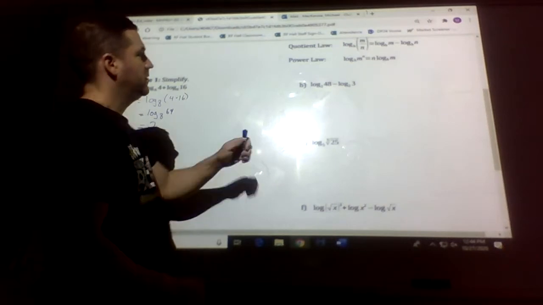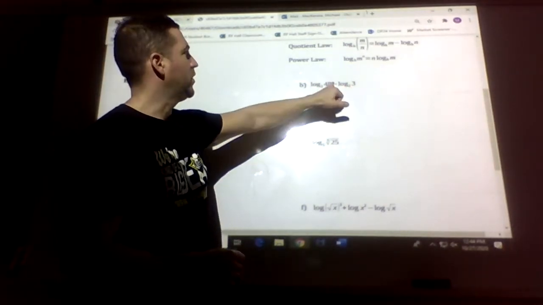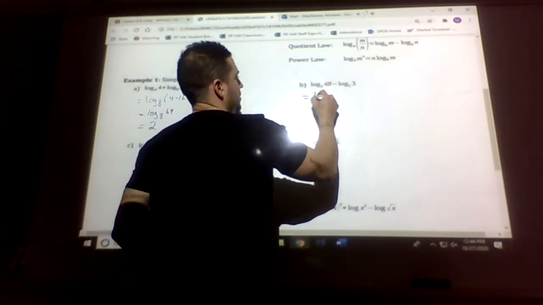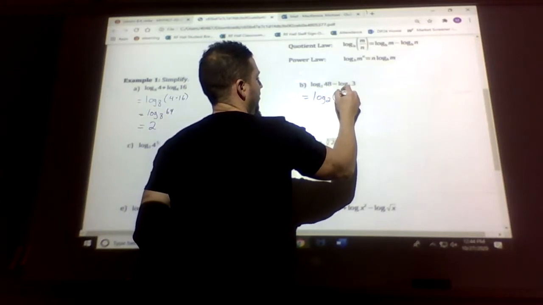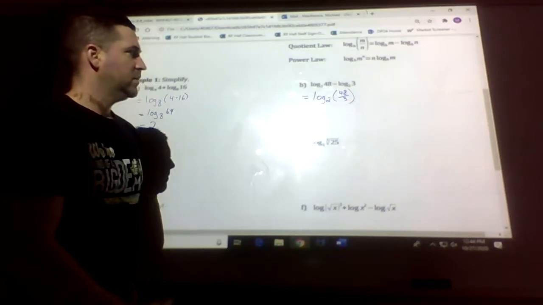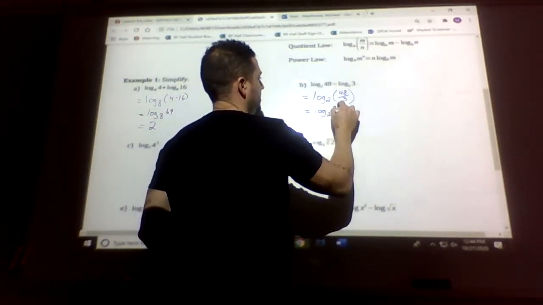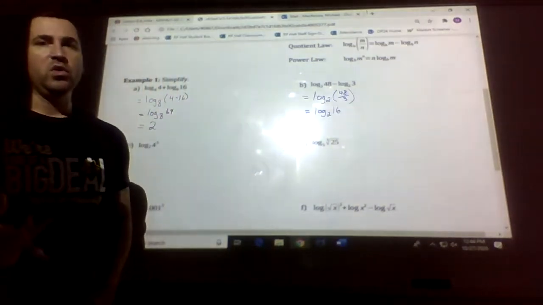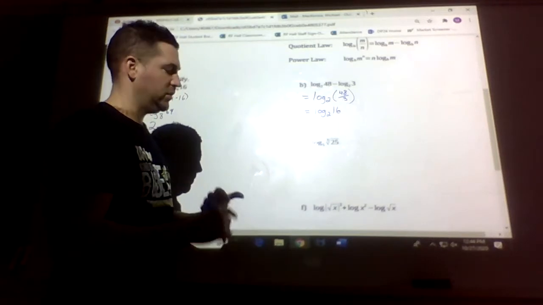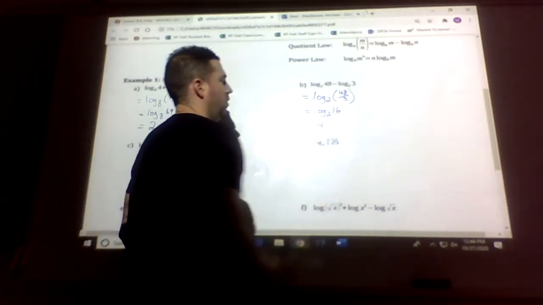Okay, next one. Again, same base, log base 2 here. We are subtracting in between, so we divide the numbers. So log base 2, then we have 48 divided by 3. When you divide the numbers, you get 16. So 2 to the power what will give you 16, or plug it in your calculator, log 16 divided by log 2. So 2, 4, 8, 16. So the answer should be 4.